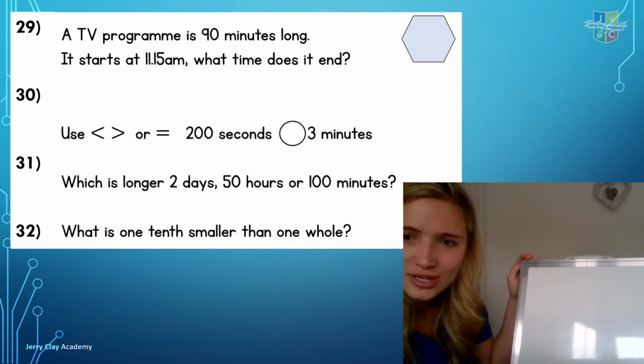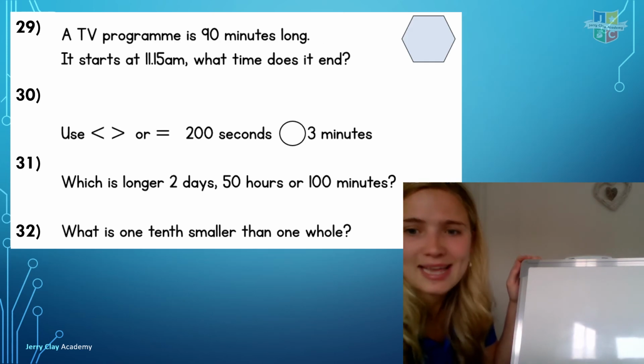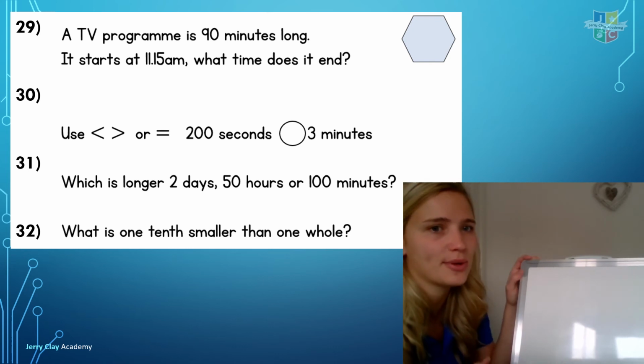So the shape is a 2D shape. It has got 6 sides. We would say it is a hexagon. Well done if you got that one correct.